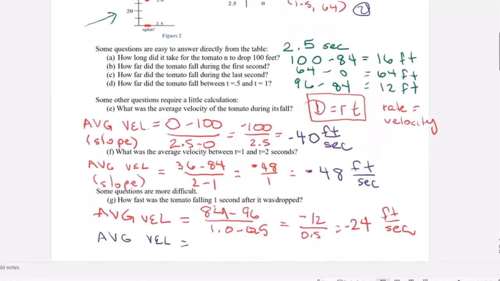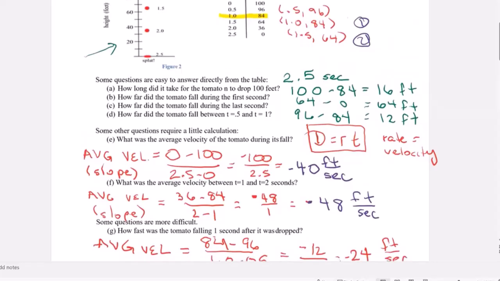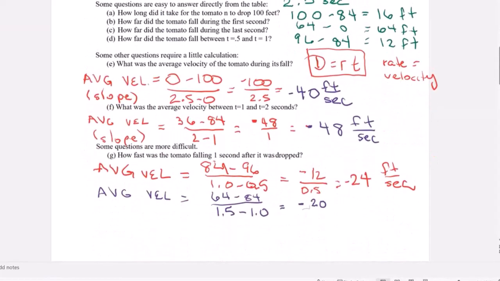So I have y2 minus y1 divided by x2 minus x1. And we have negative 20. Is it 84? 84 and 64. Okay, negative 20 divided by 0.5, which is equal to negative 40 feet per second.